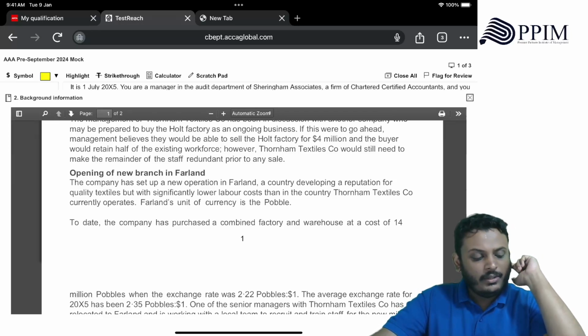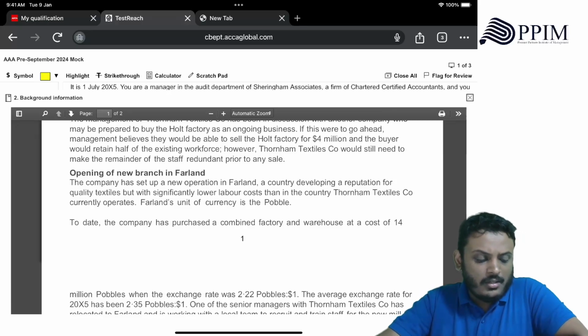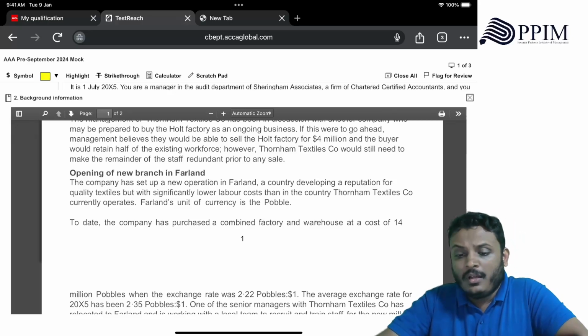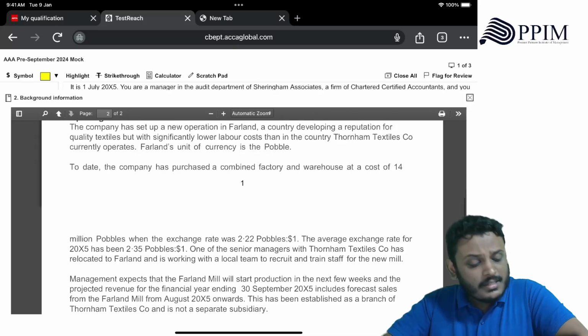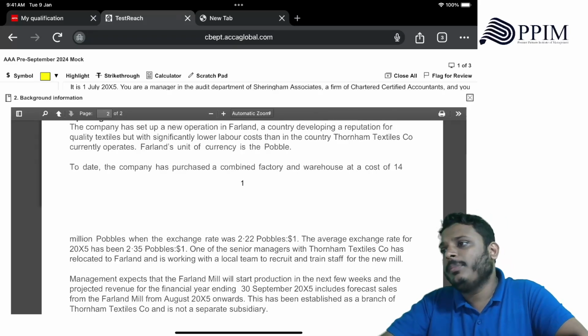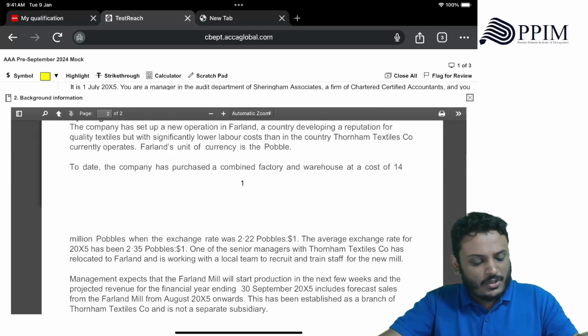Actually, if you look at here, you can take it as IAS 21 forex risk, closing assets and income and expenses need to be translated. So there is a risk. If it is not done properly, the financial statements get misstated. That we need to understand.